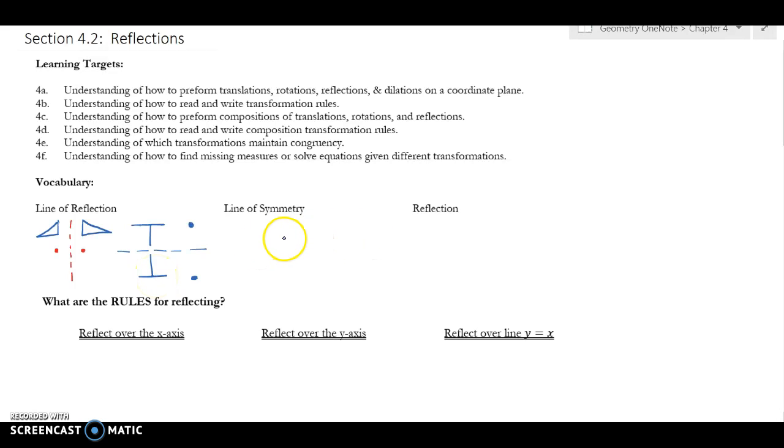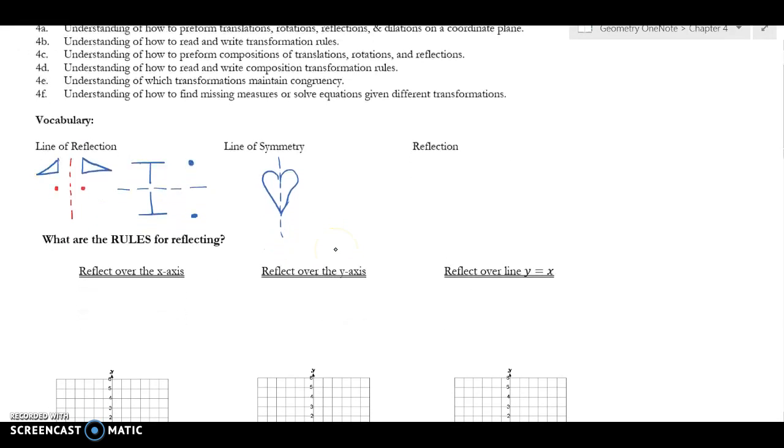A line of symmetry, the best way to think about a line of symmetry is a heart. A heart has a line of symmetry where it's the same on both sides. If you could draw it, there we go. And so that's a line of symmetry for a heart. Okay, so there are some rules for reflecting.